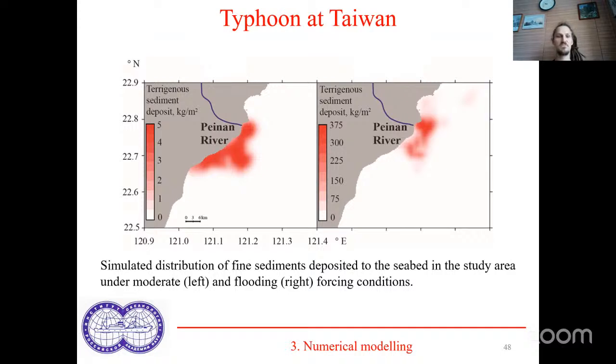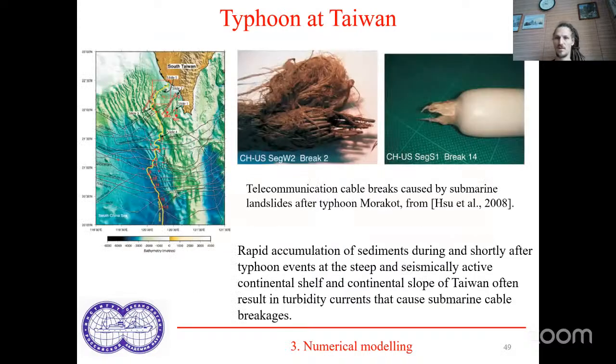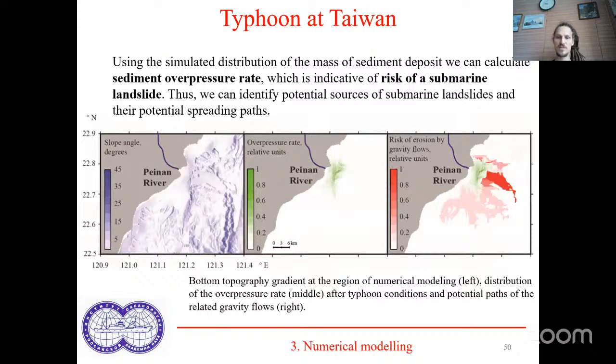So you can see on the right there is accumulation after flooding conditions, and you can see that the scales are different. It's maybe about 100 times more sediment accumulated after flooding typhoon conditions on the right as compared to normal conditions on the left. And the spatial pattern is also different between normal conditions and flooding conditions with very strong wind forcing on the sea surface. So here are the broken cables, and here is what resulted from our modeling.